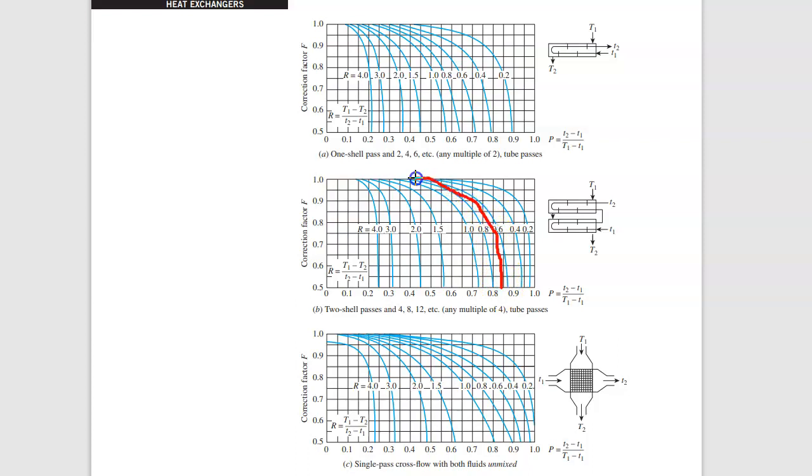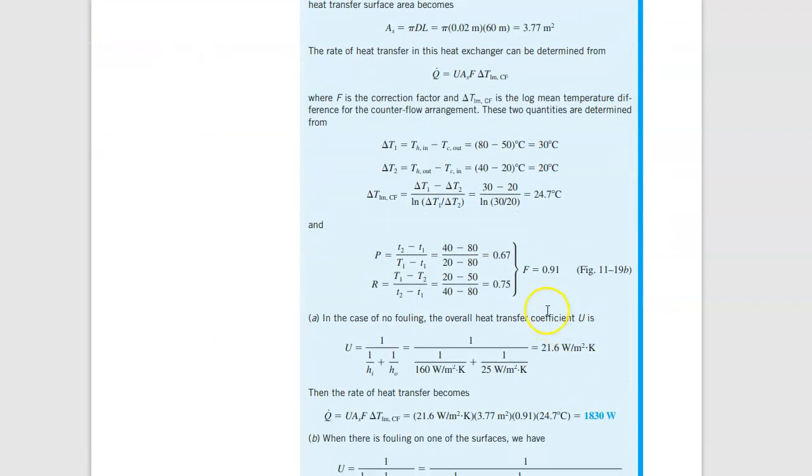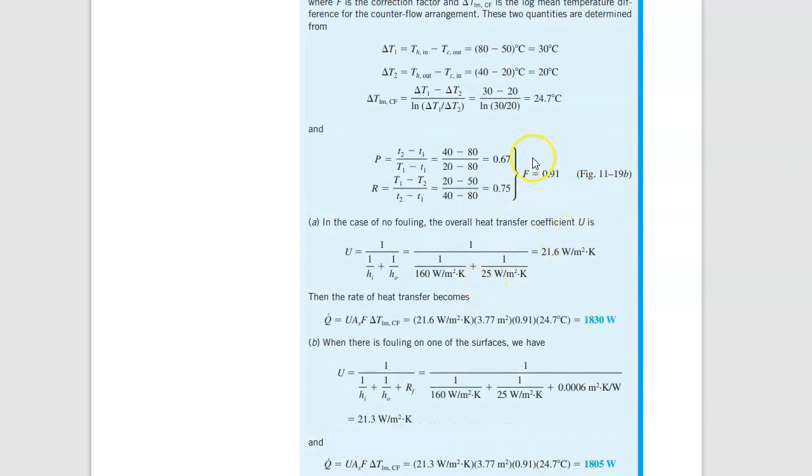This is R, and you have another value, P, 0.67. So here you get the value of P over there, 0.9 something. Okay, 0.91, 0.92. That is the correction factor, 0.91 or 0.92. Okay, 0.91.